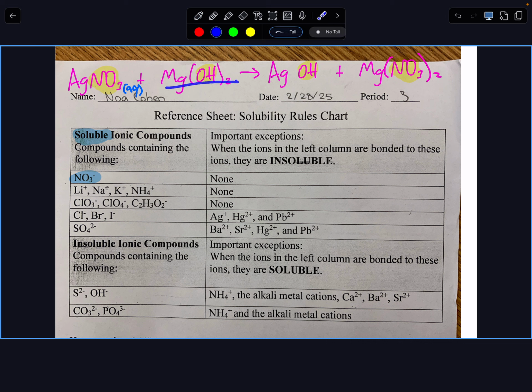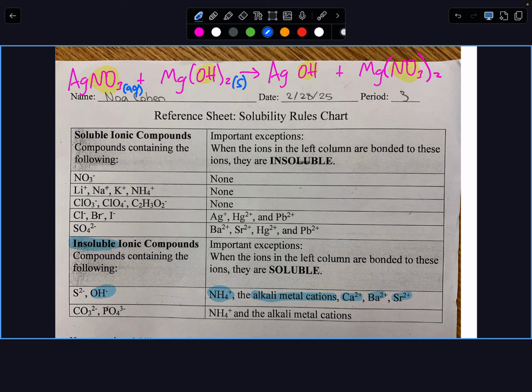Next, MgOH. Do you see Mg or OH anywhere here? OH, down there. Okay, so I see OH. What is OH? It's insoluble unless bonded to NH4, first group elements, Ca, Ba, Sr. Is Mg one of those? No. So what is it? It's not an exception. Salt. So it stays solid.